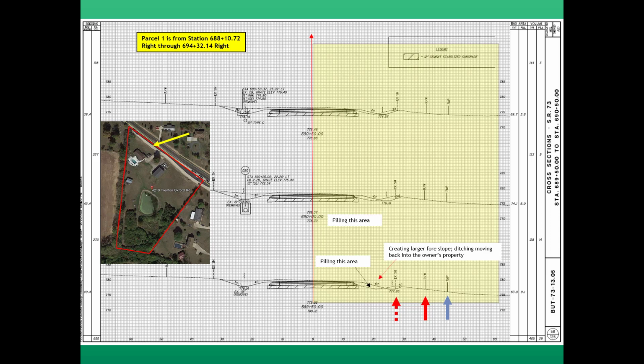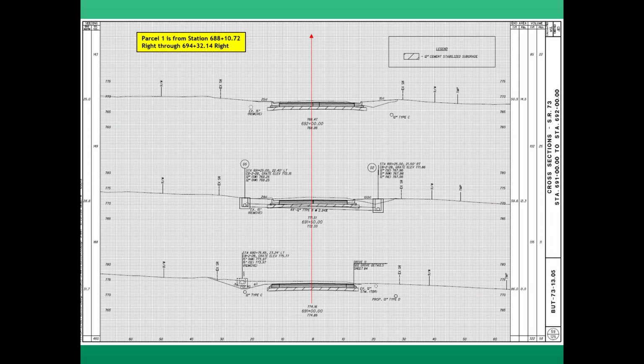Next highway station, 690 plus, I believe that's 00. We're going to fill this area. We're digging into this area, hauling dirt away. Next station, water flow in the ditching is flowing up station, which happens to be downhill. You can see the squiggly line that shows the direction of the water flow.